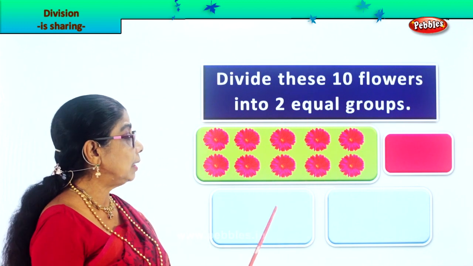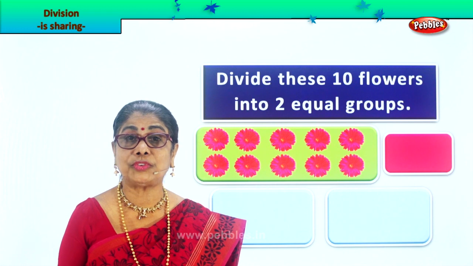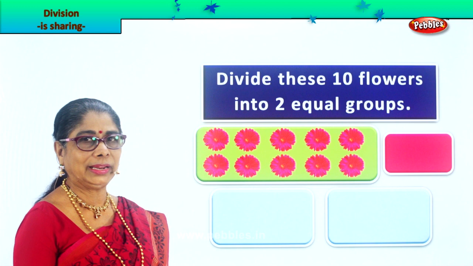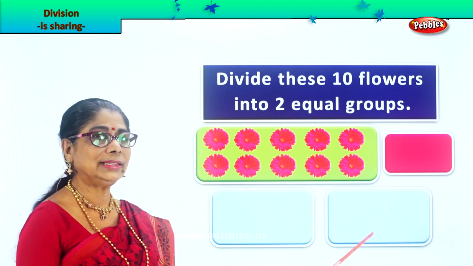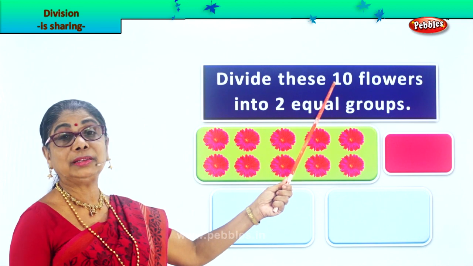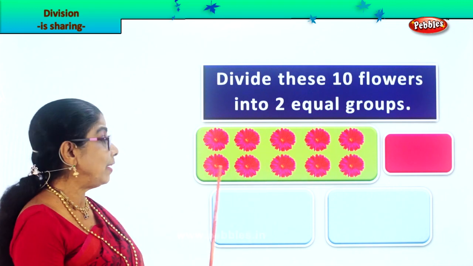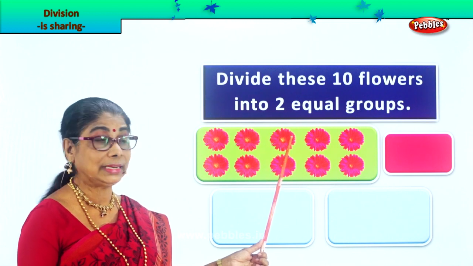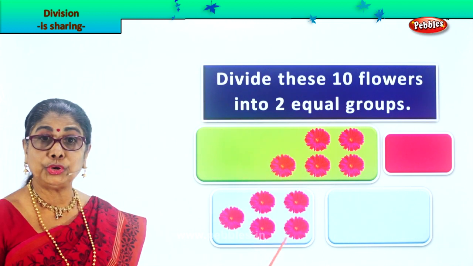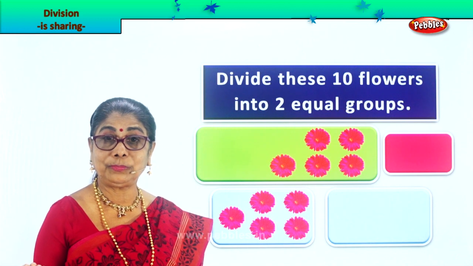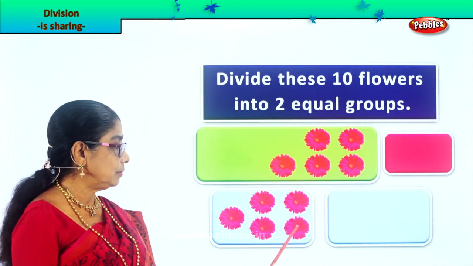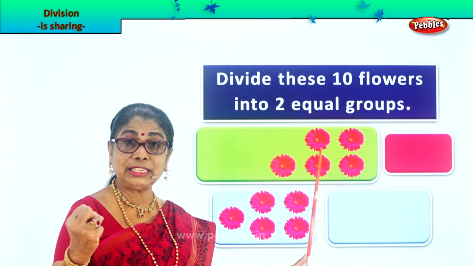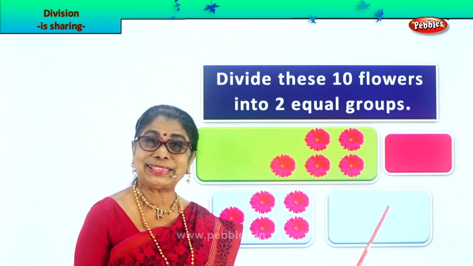We are given 10 flowers, 2 empty trays, and we are supposed to divide equally between the 2 trays. Yes? So 2 trays, how many flowers should each have? There are 10 here. Let's take 5. 1, 2, 3, 4, 5. So we take the first set, 5 flowers, and put it into one tray. Next we have 1, 2, 3, 4, 5. This set of 5 we take and put it into the second tray.